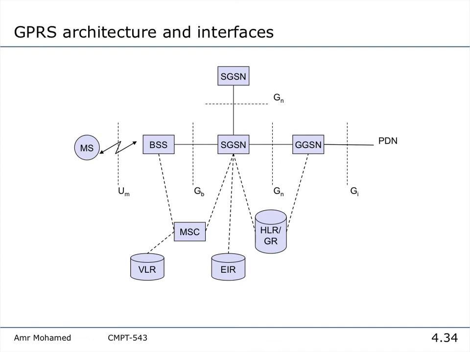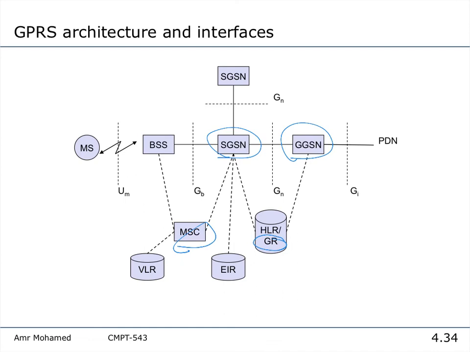So this is the last thing. As we can see, this is the interaction between the main architecture of GSM and the GPRS architecture. In addition to the MSC, now we have a serving GPRS support node, and we have a gateway GPRS support node. And we have the GPRS register. Those are the three major components.